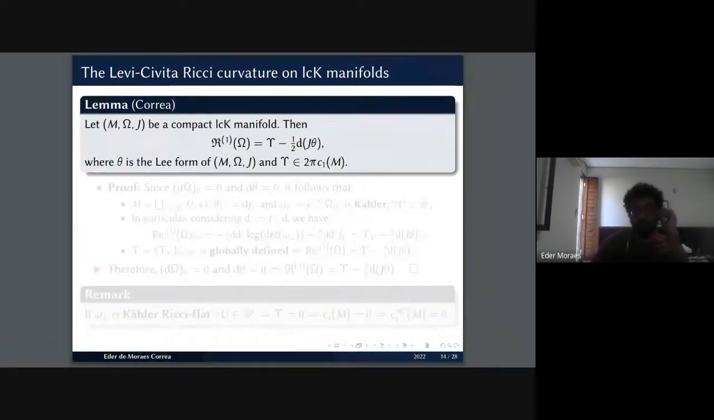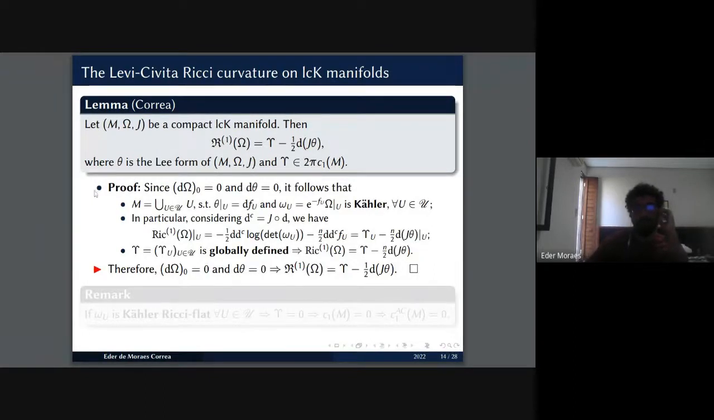Let me give the proof of this result, because the steps in the proof are important. Since we have for our LCK manifold these two conditions, we can take an open cover of the manifold, so we can express locally the Lee form in terms of a local potential, right? Using this potential, we can construct in each open set of the cover a local Kähler metric. In particular, if we compute the first Chern-Ricci curvature locally, we have this equation, right? And from this, we conclude that the first Chern-Ricci curvature is related with this local form upsilon.